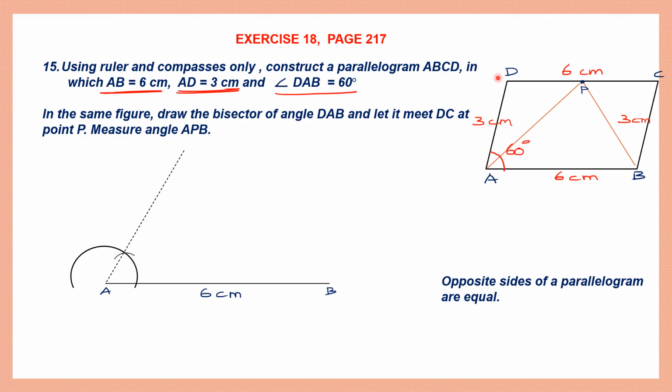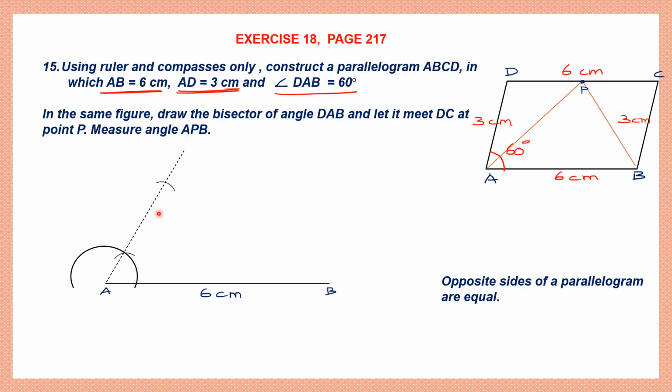Now here we have AD is 3 centimeters. So we can get 3 centimeters on this 60 degree line. So take 3 centimeters on your compass. Place the needle at A and cut an arc on this line. Remember, it is 3 centimeters. So we have cut an arc. So can you see this arc?